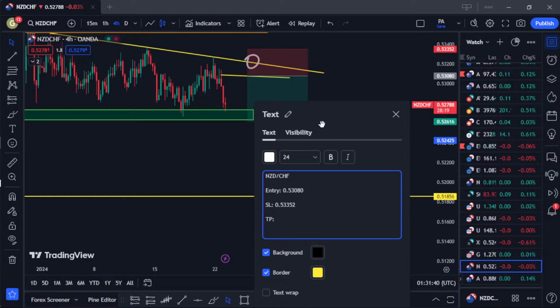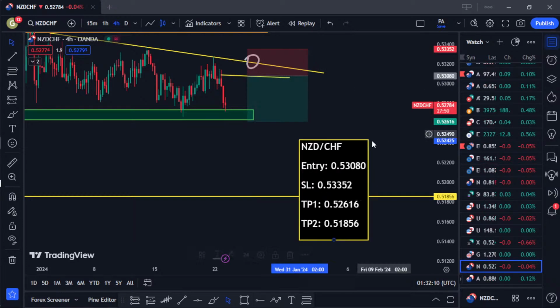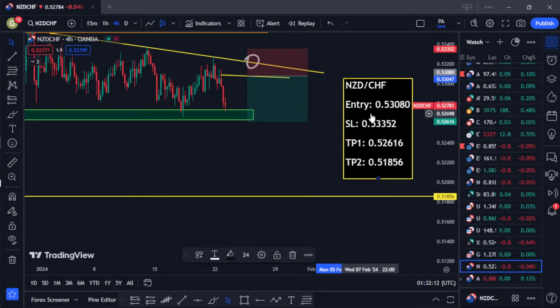The first take profit 1, 0.52616. Take profit 2, at 0.51856. So these are all the details for NZDCHF.